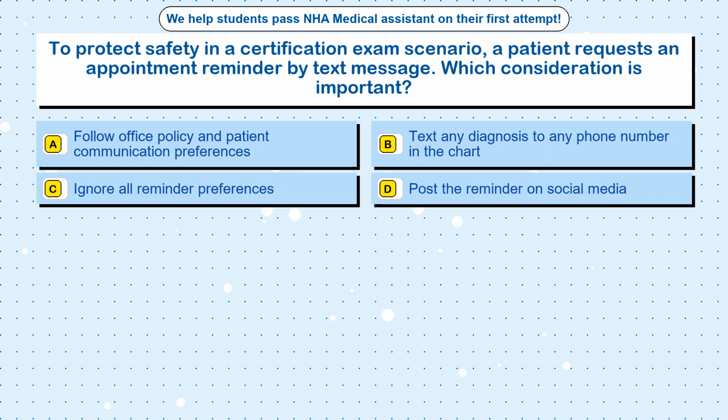Question 51. To protect safety in a certification exam scenario, a patient requests an appointment reminder by text message. Which consideration is important? Option A. Follow office policy and patient communication preferences. Option B. Text any diagnosis to any phone number in the chart. Option C. Ignore all reminder preferences. Option D. Post the reminder on social media.